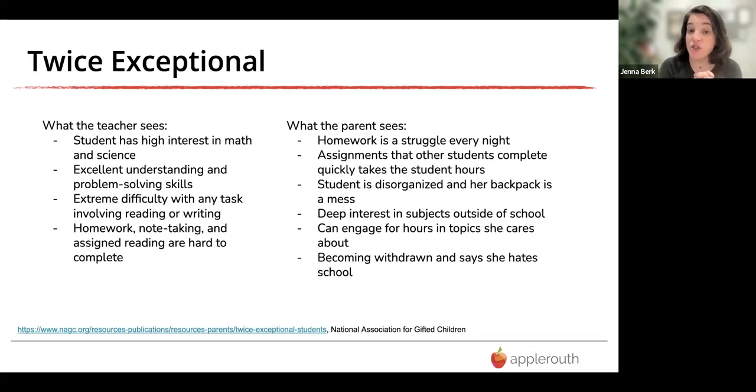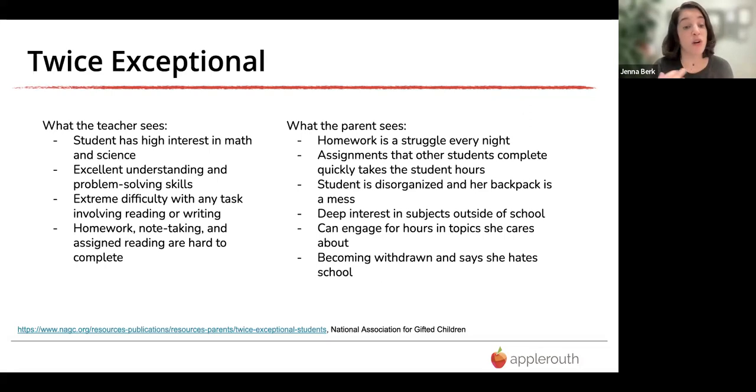And this can be challenging both to diagnose and to deal with as a person, because sometimes they seem like two opposing forces, and it can be difficult for people to spot. So the teacher might see a student who's got a ton of interest in math and science in this particular example. They've got excellent understanding and problem-solving skills, but as soon as you give them a task involving reading or writing, they struggle, they lose interest, they get incredibly frustrated.